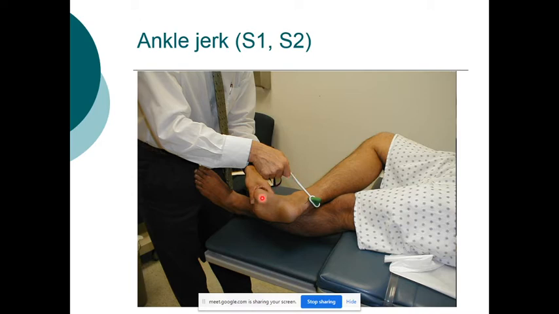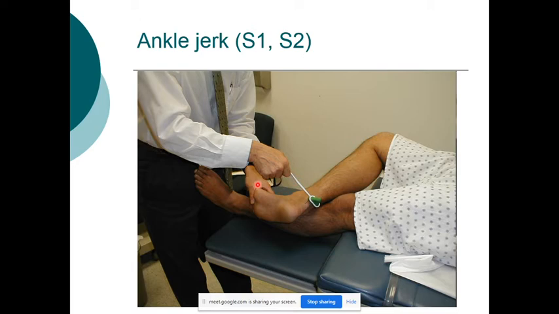dorsiflexing. So in your ankle you have two motions. Dorsiflexion means flexing the foot this way. This is the dorsum, the dorsum of the foot. Below that is the plantar surface of the foot. So whenever you flex towards this way, this is dorsiflexion. Whenever you flex downwards, it's a plantar flexion.